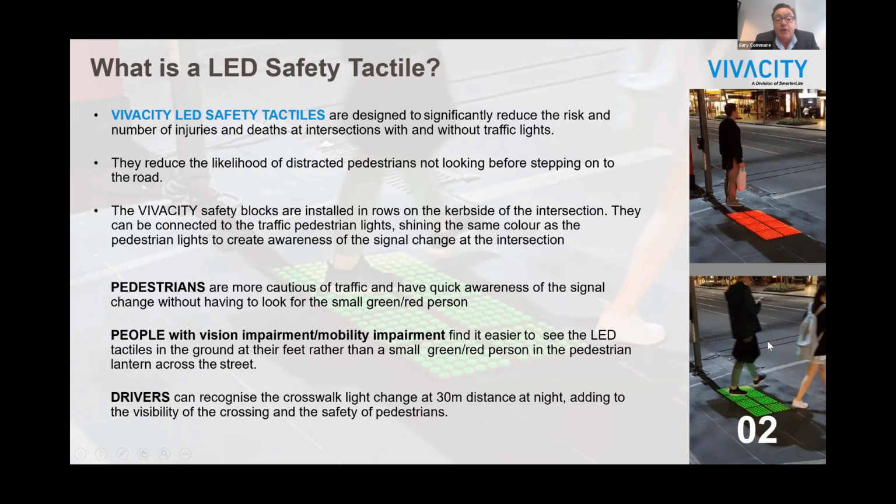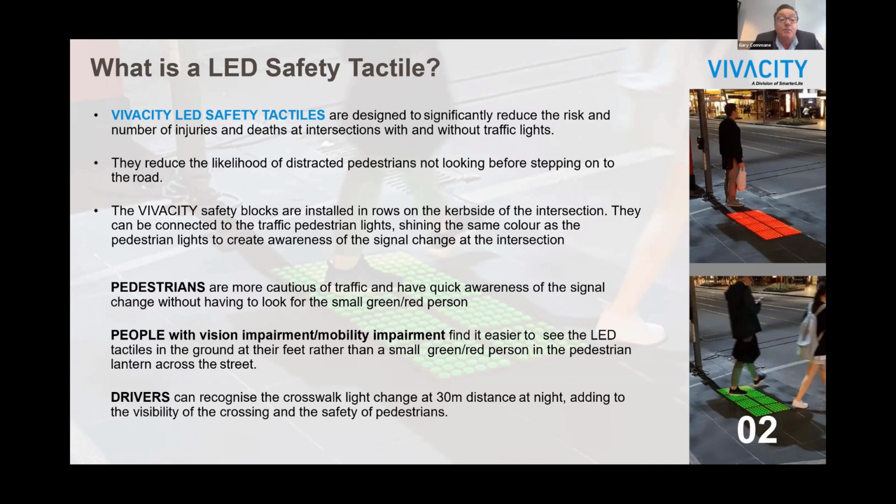They can be connected to the traffic pedestrian lights, shine in the same color as the pedestrian lights to create awareness of the signal change at the intersection. This basically means when the little green man is green, our tactiles are green. When they're red, our tactiles are red. When they blink, our tactiles blink. So they exactly mimic the pedestrian lights.